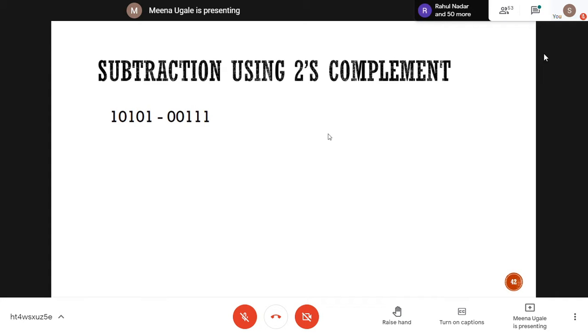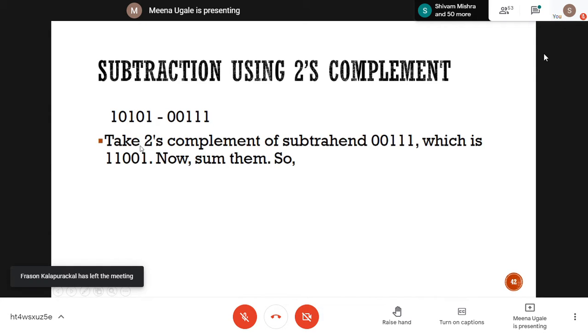So what I will do here, note down these two numbers, 10101 minus 00111. Now in 2's complement, what is done is, we have to take the 2's complement of the second number that we want to subtract here. So what I am doing here, take the 2's complement of the subtrahend. What is the number here? 00111. So I am going to take the 2's complement of 00111. So you find out the 2's complement for that.